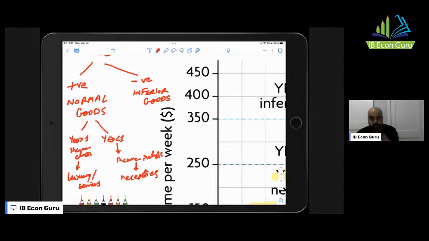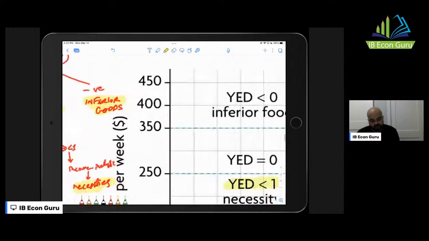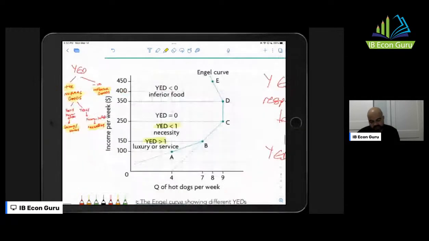So remember, positive YED means this is a normal good. If it's greater than 1, this product is a luxury good or service. If it's less than 1, this product is a necessity. If YED is negative, then this product is an inferior good. And we use the Engel curve to represent these relationships.